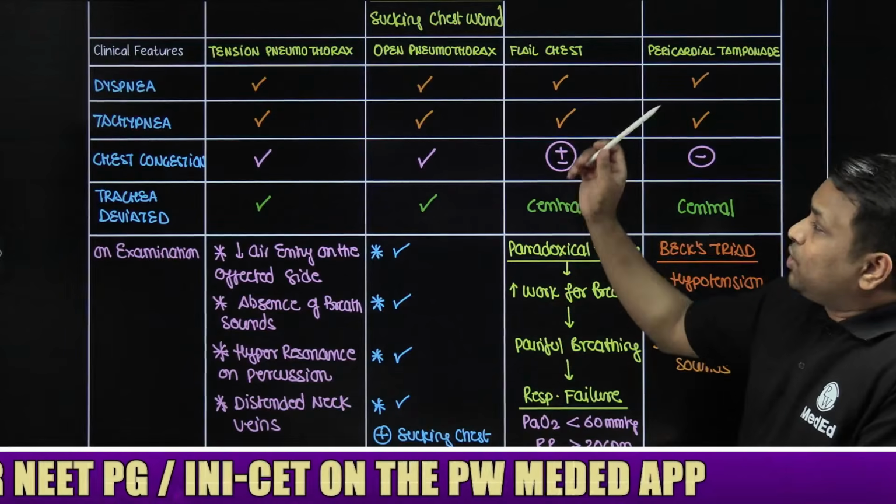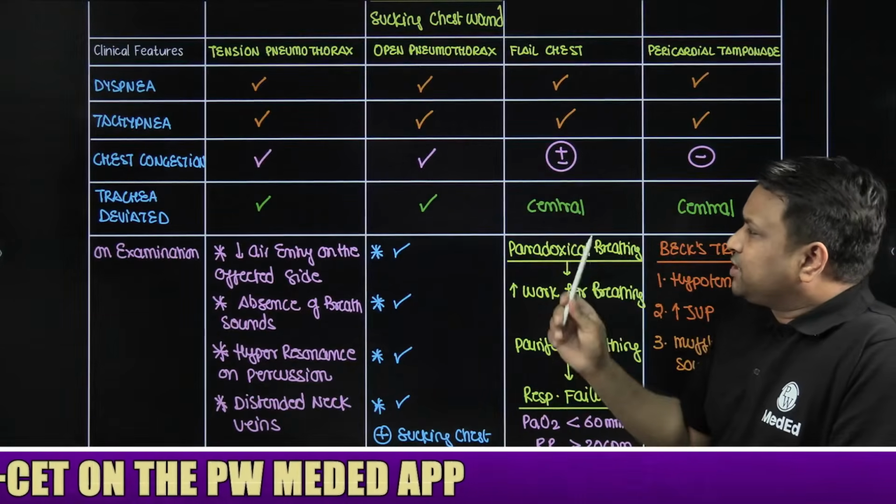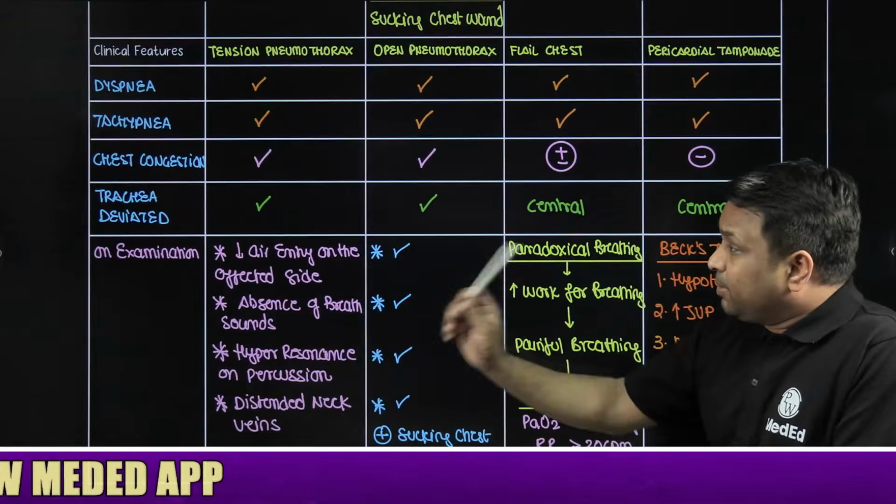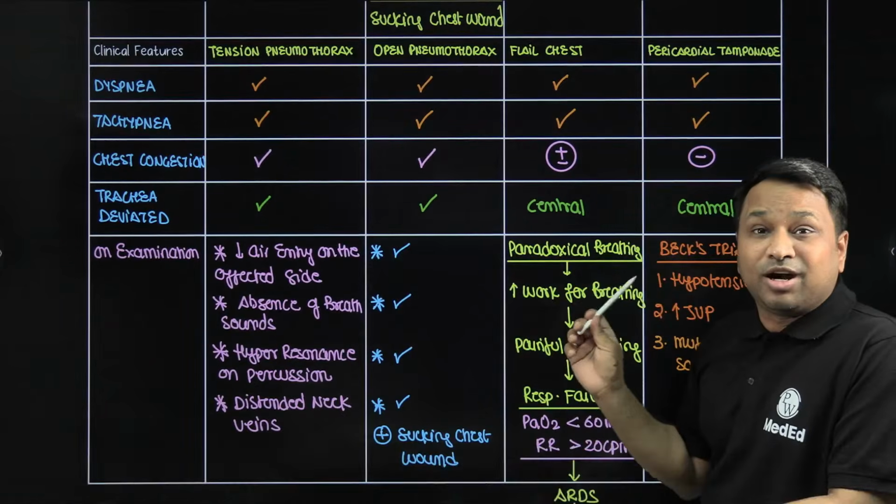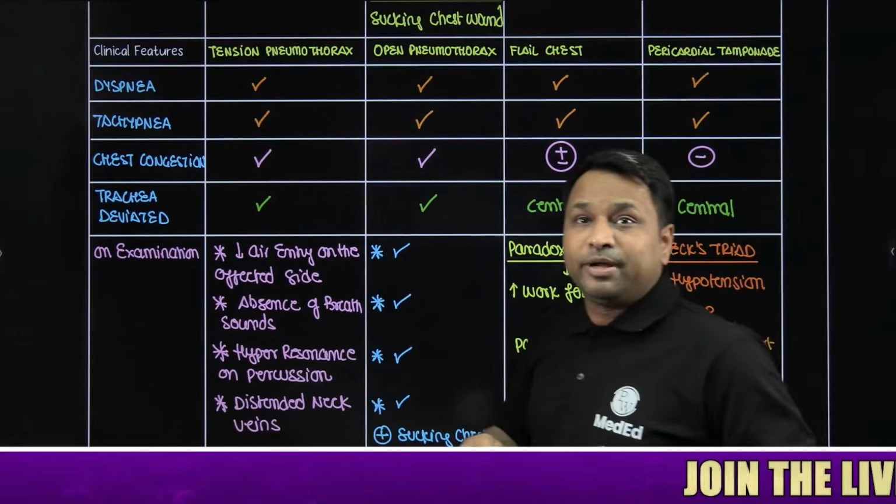In flail chest, you have dyspnea, tachypnea, and may or may not have chest congestion. The trachea is always central. Remember, on examination there is presence of paradoxical breathing, and that's the most important pickup point, right?